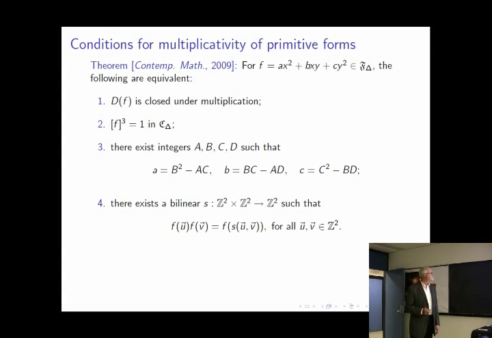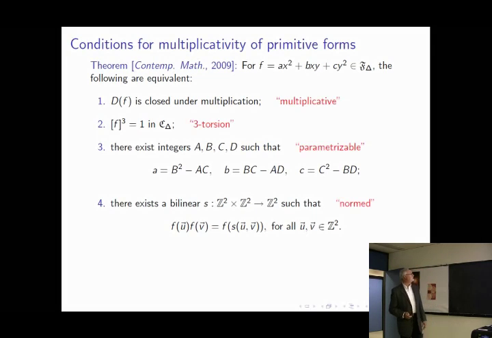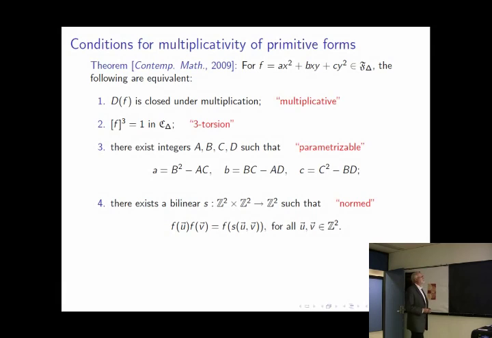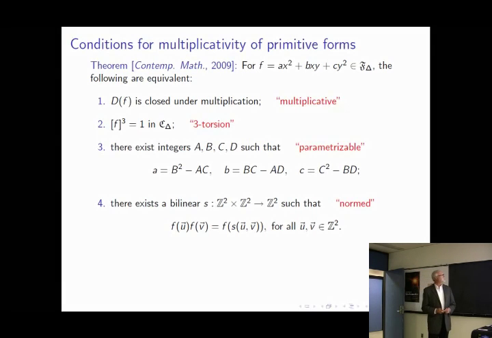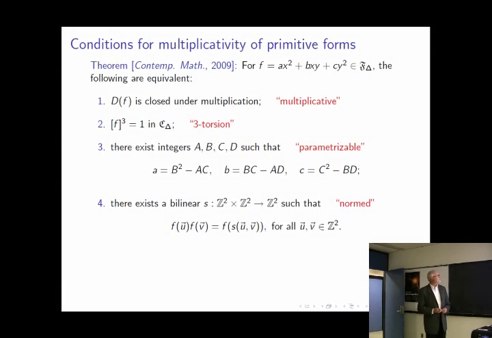So these, just for the purpose of abbreviation, the first one, we call these multiplicative. The second is the 3 torsion condition. The third one, when these particular equations hold, I'll just say that the binary form is parametrizable, and I'll say it's normed in the last condition.